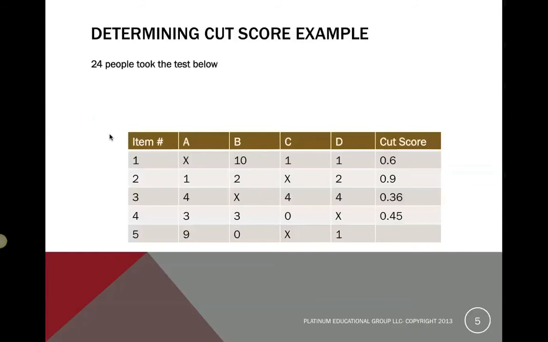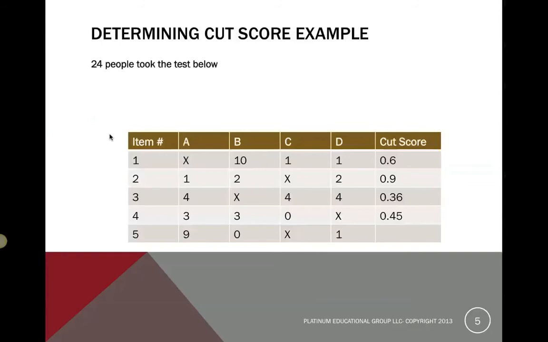Number 4, you have 2 choices that have greater than 10%, A and B. So it has 2 good wrong answers, a 0.45. Take a moment, look at number 5. How many good wrong answers are there?